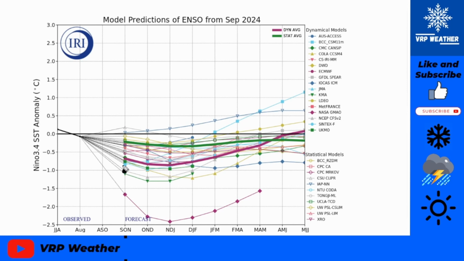We do have a couple of models here, and they show it peaking out right around negative 1.03 before rising back up and getting into weak territory. But we could actually dip into moderate and then head back up into weak by winter.